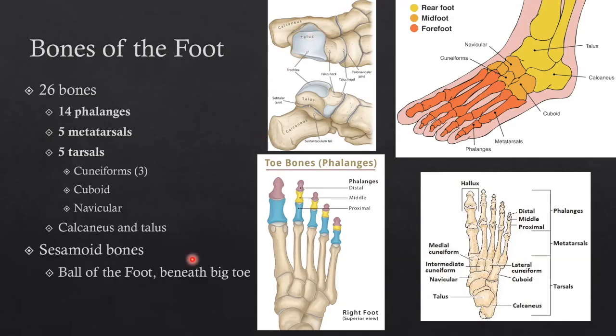So sesamoid bones are not only located in our thumb and our patella, it's also located in the ball of our foot, right beneath the big toe area. These sesamoid bones play a pivotal role in increasing the mechanical advantage of our ability to push off the ground.